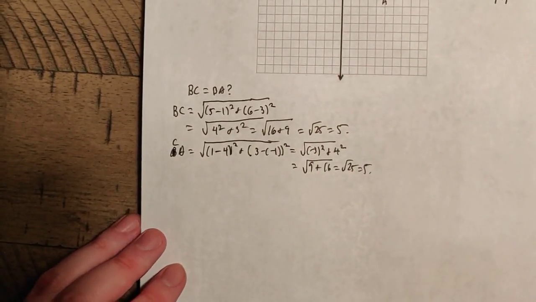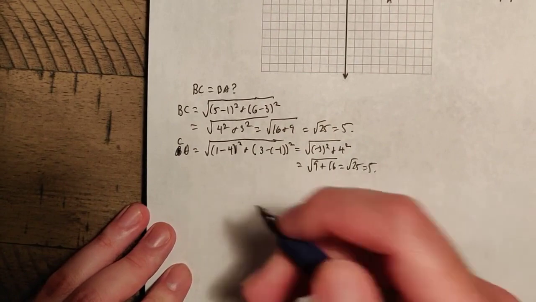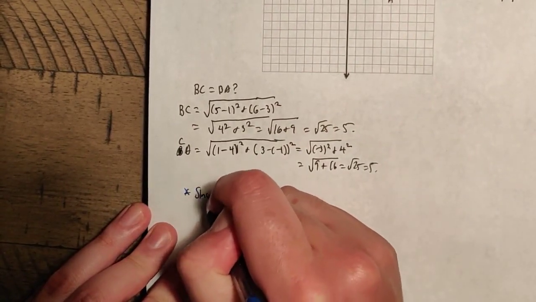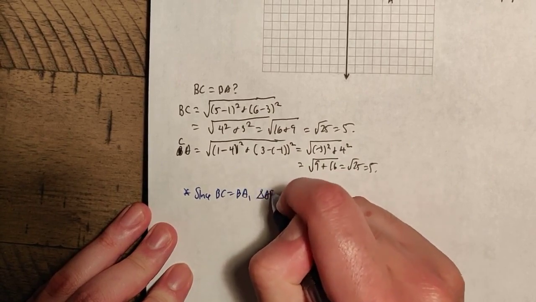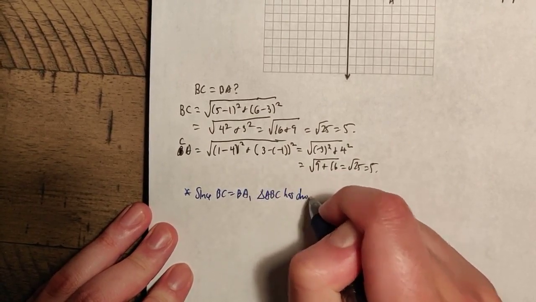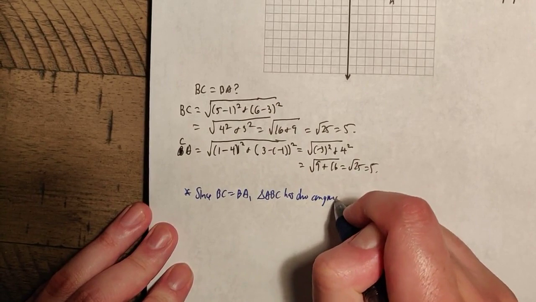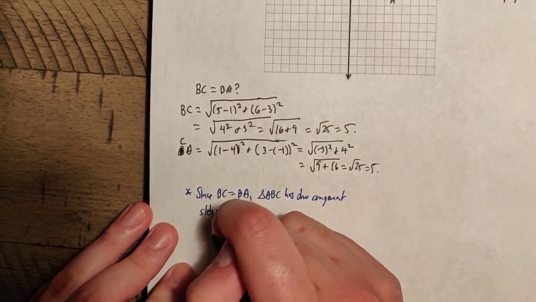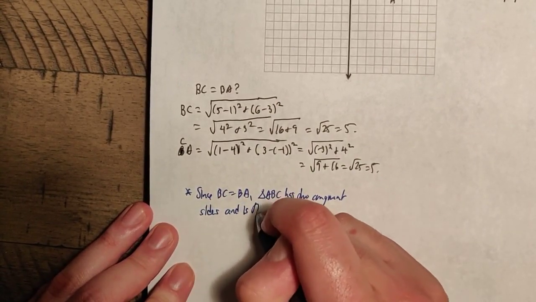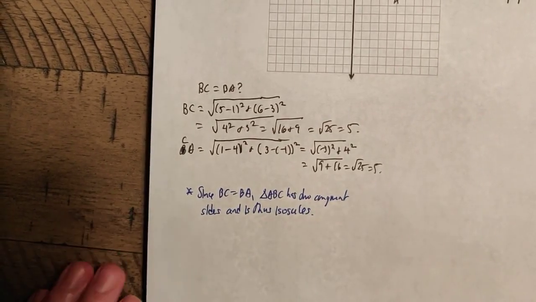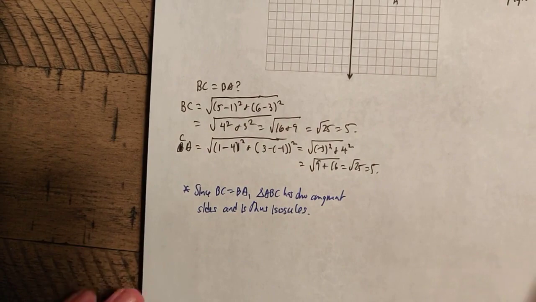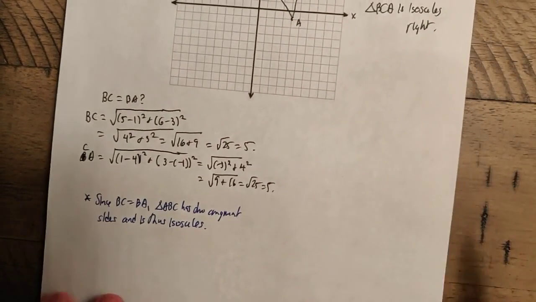So something we can note here is that since BC equals CA, what do we know about this triangle? Triangle ABC has 2 congruent sides and is thus isosceles. So in this situation here, we convinced ourselves that this is indeed the case. This is an isosceles triangle.